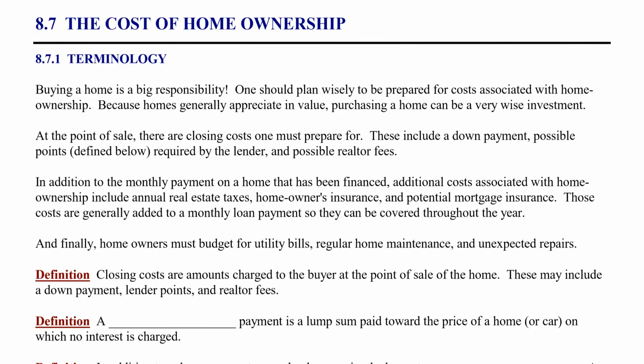At this point in our study of finance, we have covered some fundamental issues, including simple and compound interest, savings accounts, and loans, how to save for retirement using an annuity, and how to calculate a car payment. In Section 8.7, we're also going to cover an important topic that you may experience in your everyday life. 8.7 deals with the cost of homeownership.